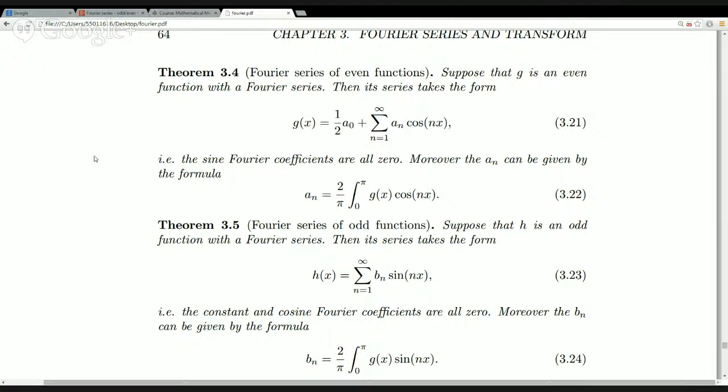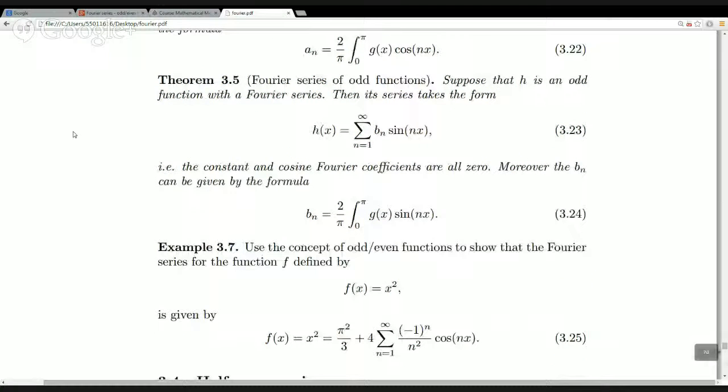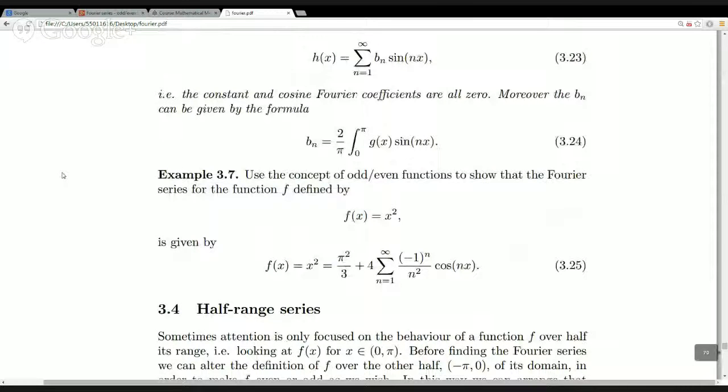Any questions? We'll do an example now. Even function, I think. We're going to take the function x squared and derive its Fourier series.